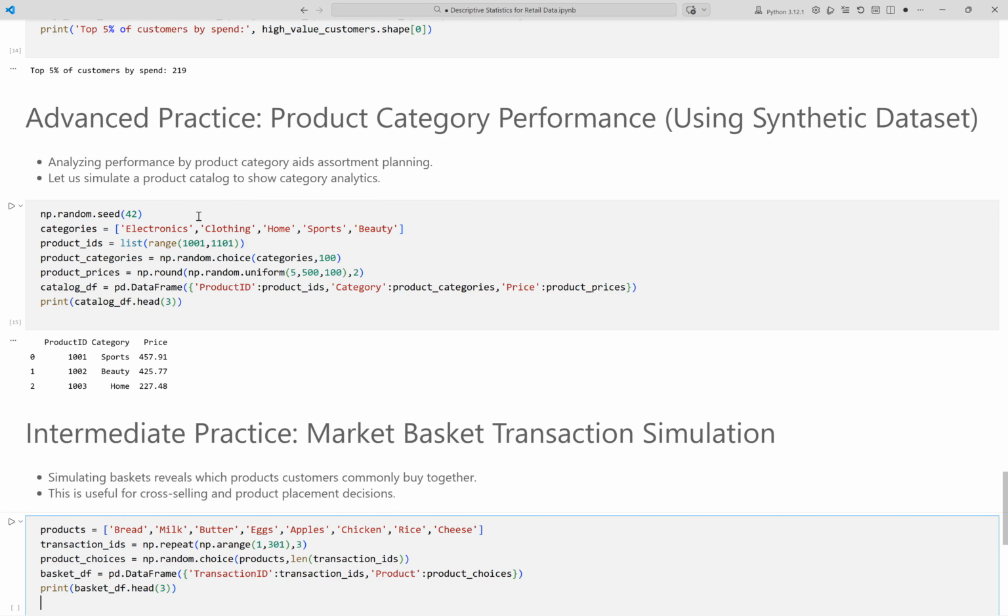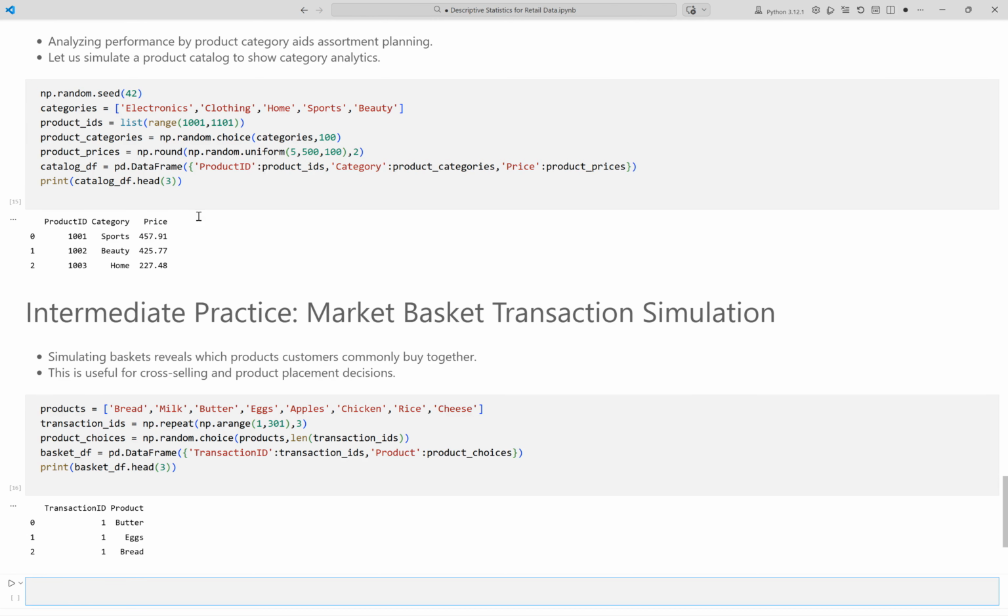Running the cell now. This output shows the first 3 items in a simulated market basket for transaction 1, containing butter, eggs, and bread. Notice how each transaction ID groups exactly 3 products, reflecting the code's intent to model baskets with 3 items each. This setup helps us analyze which products commonly appear together in customer purchases. Try, count unique product pairs within a transaction for basket insights.